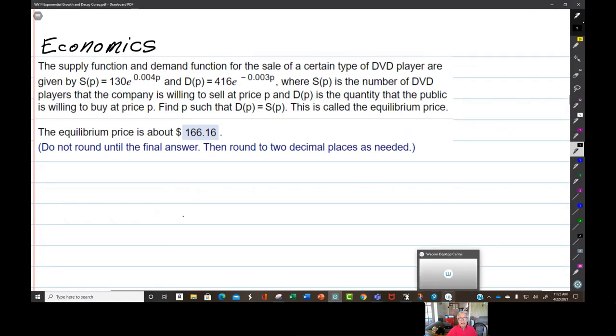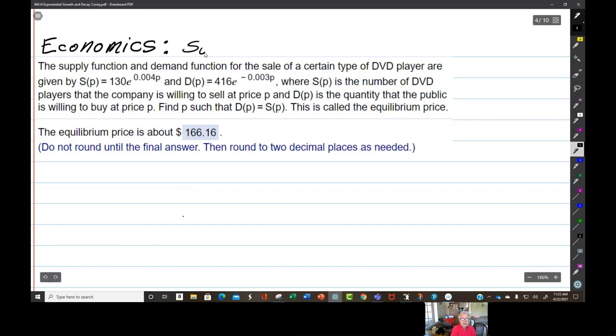I'm going to clear this so I'll be ready for my next calculation. Supply and demand. This is one of the big, big, big topics in finance and business. Supply versus demand. And these are really good explanations in this word problem, really good explanations of what supply and demand are.